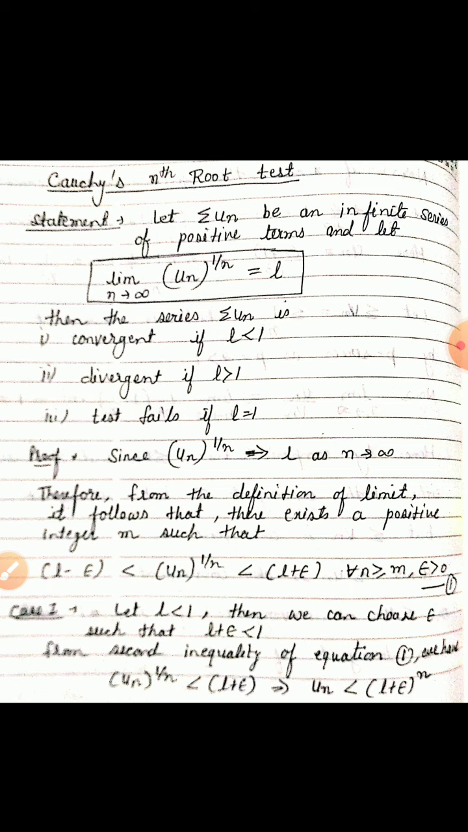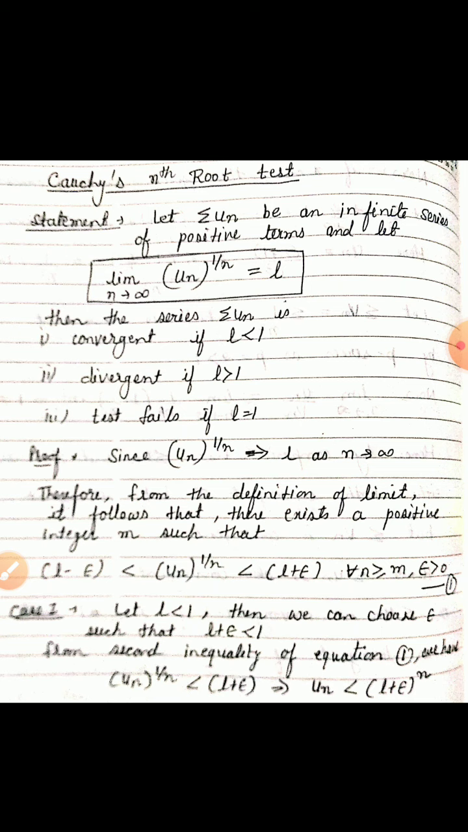Since un power 1 by n tends to L as n tends to infinity, therefore from the definition of limit, it follows that there exists a positive integer m such that un power 1 by n lies between L minus epsilon and L plus epsilon. That is, L minus epsilon is less than un power 1 by n is less than L plus epsilon for all n greater than or equal to m, where epsilon is greater than 0 and a very small quantity. Take it as equation 1.